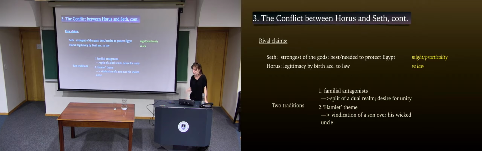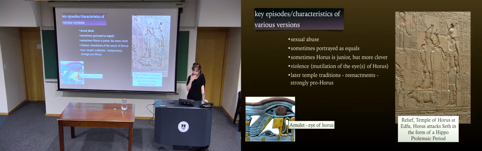So in the telling of this conflict, there's a couple of different traditions that are coming together. One is about familial antagonists, the split of a family, and bringing that family back together. In other words, a split of a country and unifying the country, which is a constant theme for Egypt. Another theme is the so-called Hamlet theme, vindication of a son over a wicked uncle, right? Avenging the death of Osiris.